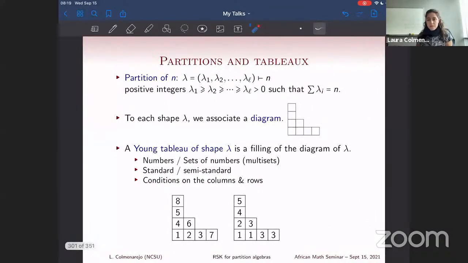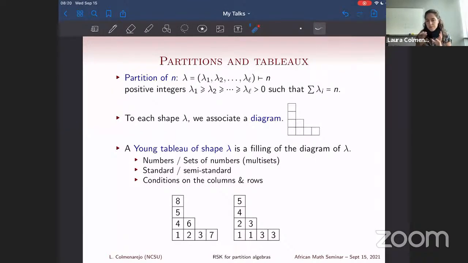Now, just to make sure that everyone is on the same page, when I talk about a partition, what I'm having is a sequence of weakly decreasing numbers. When I say it's a partition of n, that means that all of them sum up to n, and they are all positive integers and are not 0.